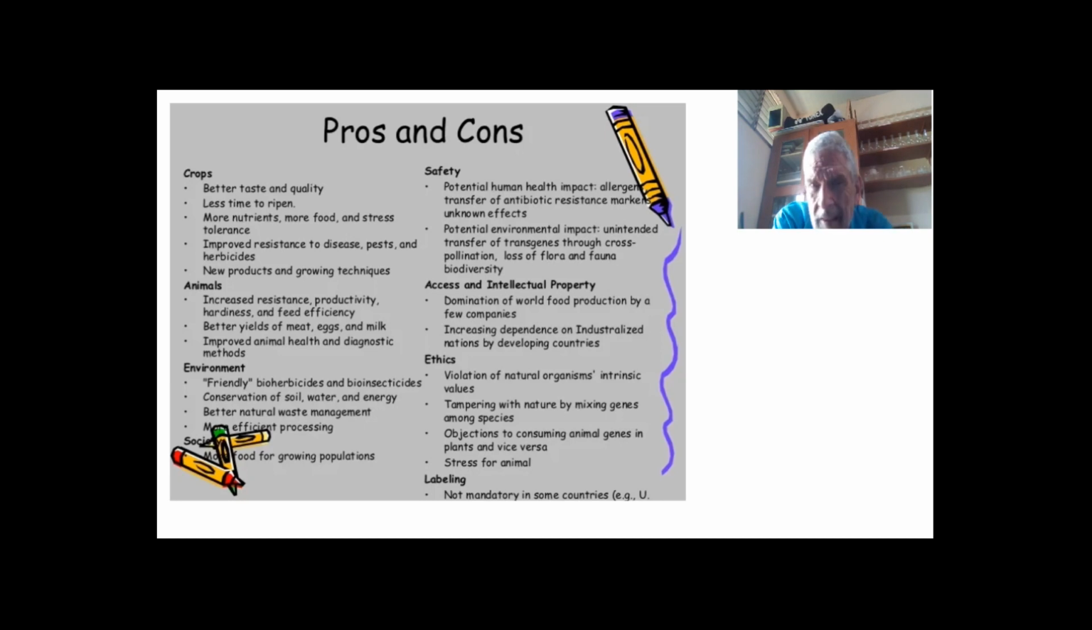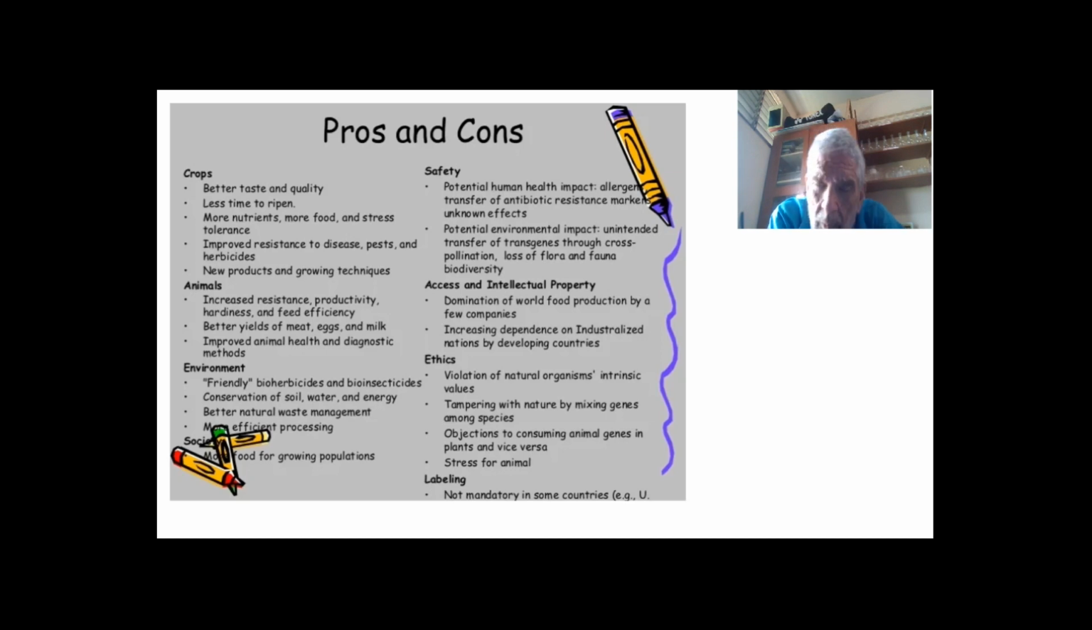But then there are cons relating to safety, the potential for human health. For example, allergies, the transfer of antibiotic resistance markers. Then you have potential environmental impacts, such as the unintended transfer of genes through cross-pollination. So we get what are called super weeds, which may also be resistant to herbicides.